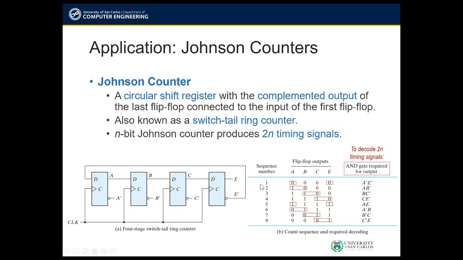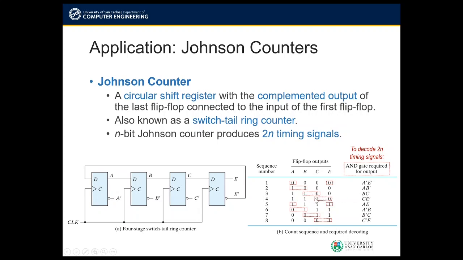So take note of the first sequence number. This is A prime, E prime. So this means that we are taking A, which is 0, and E, which is 0. That's why we have the prime here for both variables. And if we look at the rest of the columns A and E, there is no same sequence 0, 0 for the other sequence numbers. So that would decode our first timing signal. For the next, we have A, B bar. So this is considering A, which is 1, and B, which is 0. On the next, we are ANDing B and C prime.